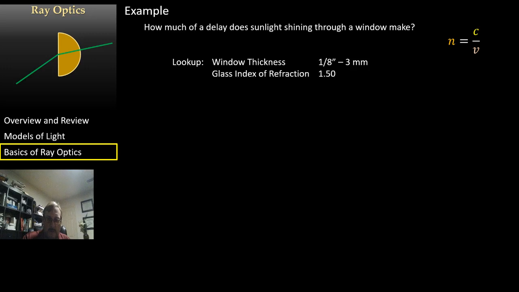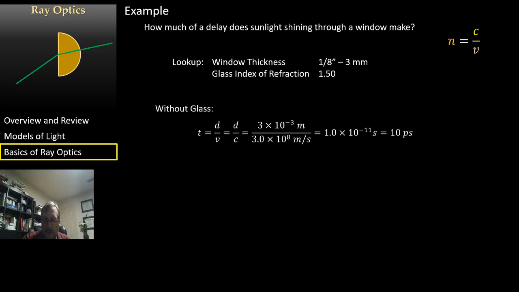So first we have to figure out the time if there was no glass, and it's just the same way we did in kinematics. We have a distance divided by a velocity, and that velocity is c, right? So we have 3 times 10 to the minus 3 meters, 3 millimeters, divided by 3 times 10 to the 8 meters per second. That's equal to 1 times 10 to the minus 11 seconds, or 10 picoseconds. Doesn't take light very long to go through the thickness of a glass pane. So let's see what happens with glass.